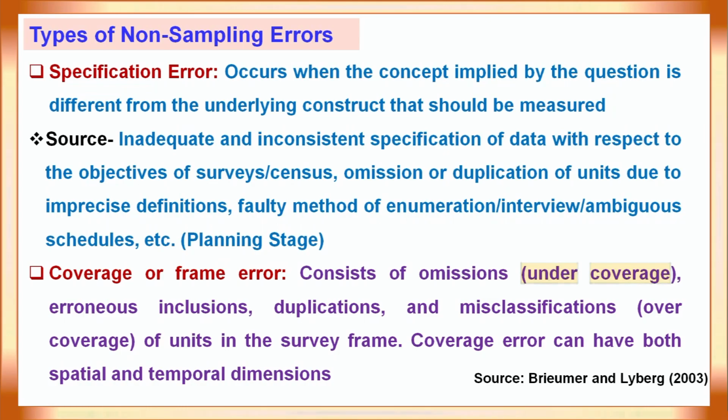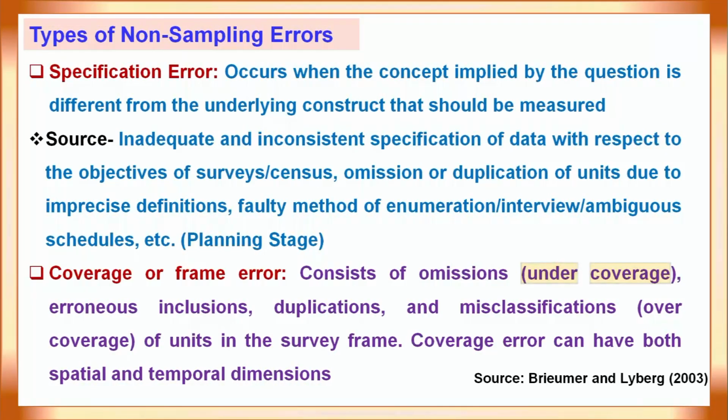The second type of non-sampling error is the coverage or frame error. When we talk about coverage, it consists of omission, meaning under coverage, and erroneous inclusion or duplication, misclassification or over coverage of the units in the survey frame. This coverage or frame error is because of the faulty specification of the survey frame, or the omission, where you fail to consider all the units that should be part of the sample.